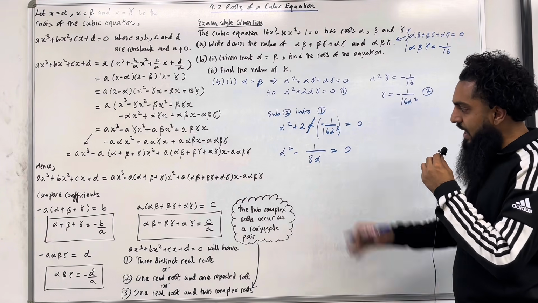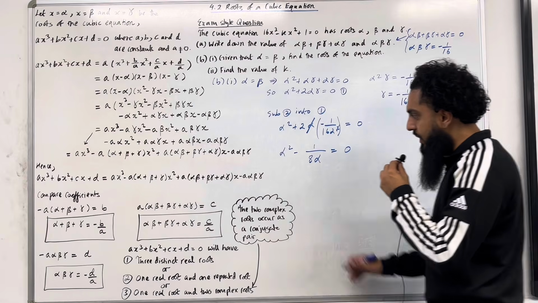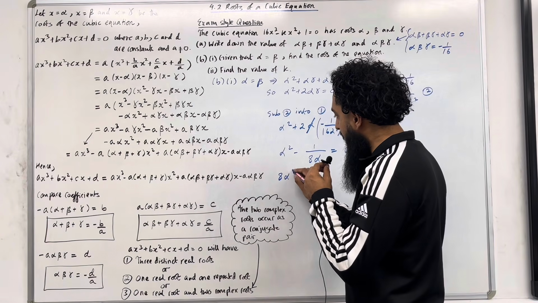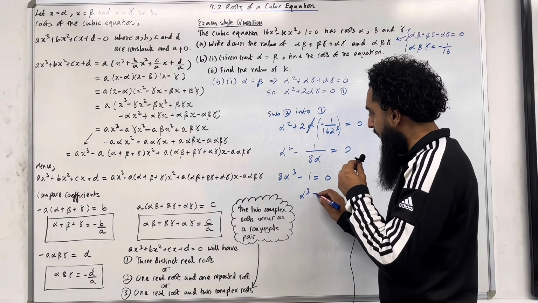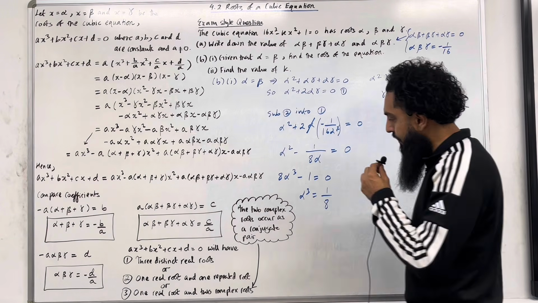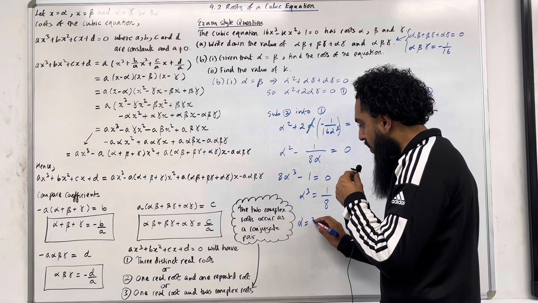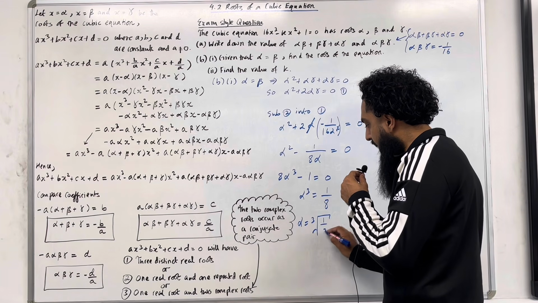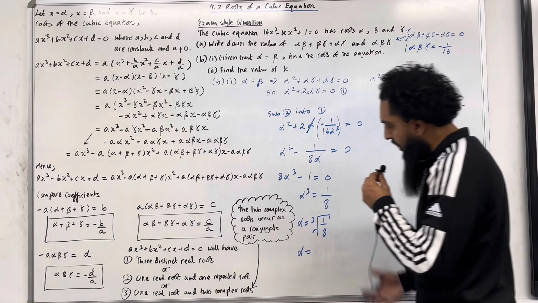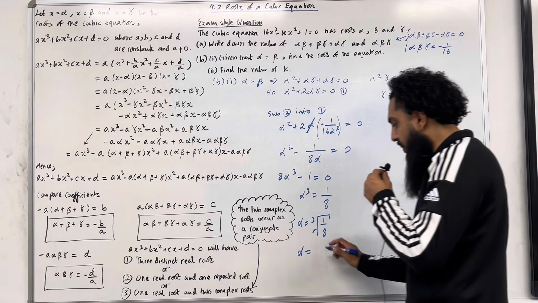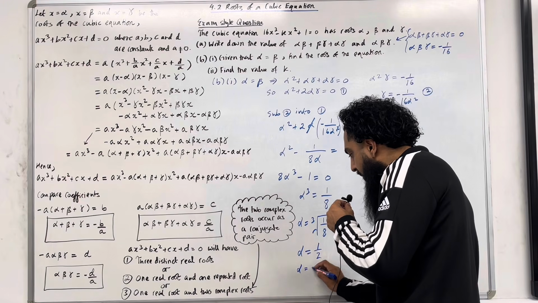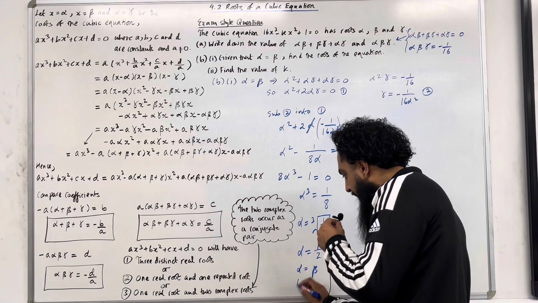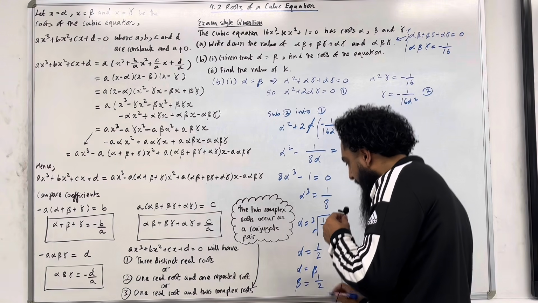I can multiply the entire equation by 8 alpha. This gives me 8 alpha cubed minus 1 is equal to 0. So alpha cubed has to equal 1 over 8. Hence alpha is equal to the cube root of 1 over 8. So the cube root of 1 over 8 is just 1 over 2. Now we know that alpha is equal to beta, so beta is going to equal 1 over 2.